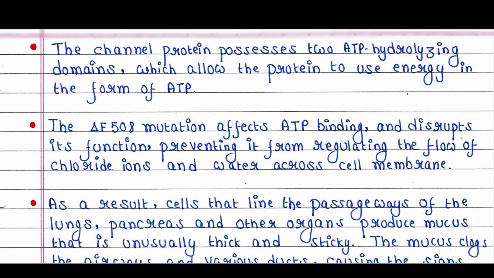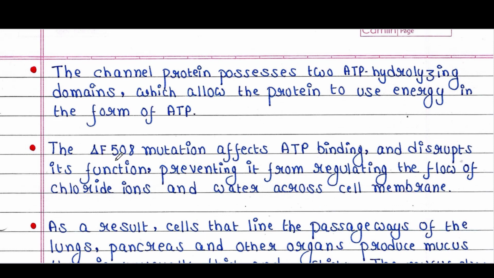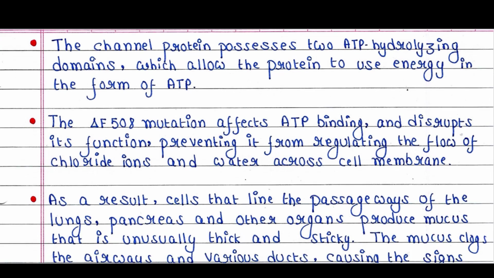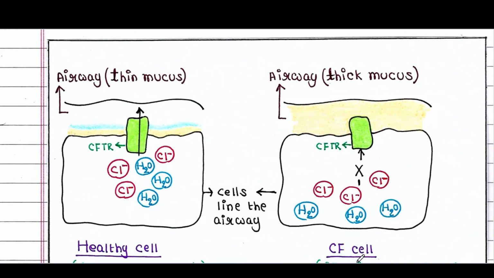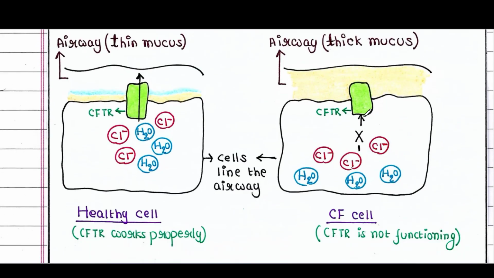Okay. So the del F508 mutation occurs in CF, so it affects ATP binding and disrupts the function and prevents it from regulating the flow of chloride ions and water across the cell membrane. Okay, so here we can see this is the CF cell. Here this CFTR protein is not working properly since ATP hydrolysis is blocked over here, and these ions as well as water molecules cannot pass via this protein.